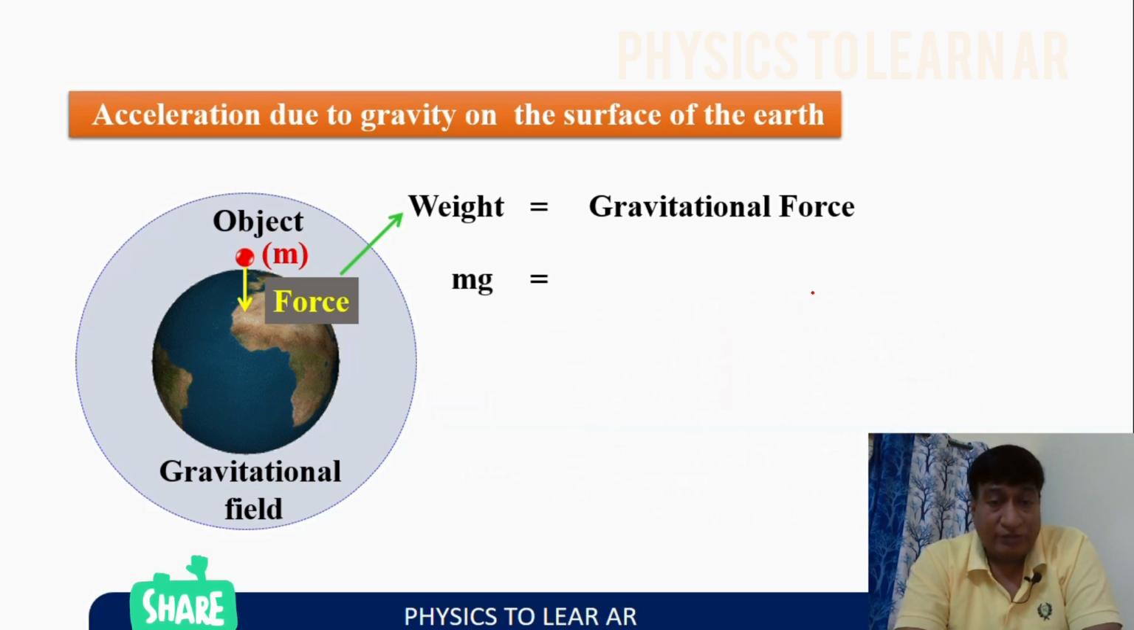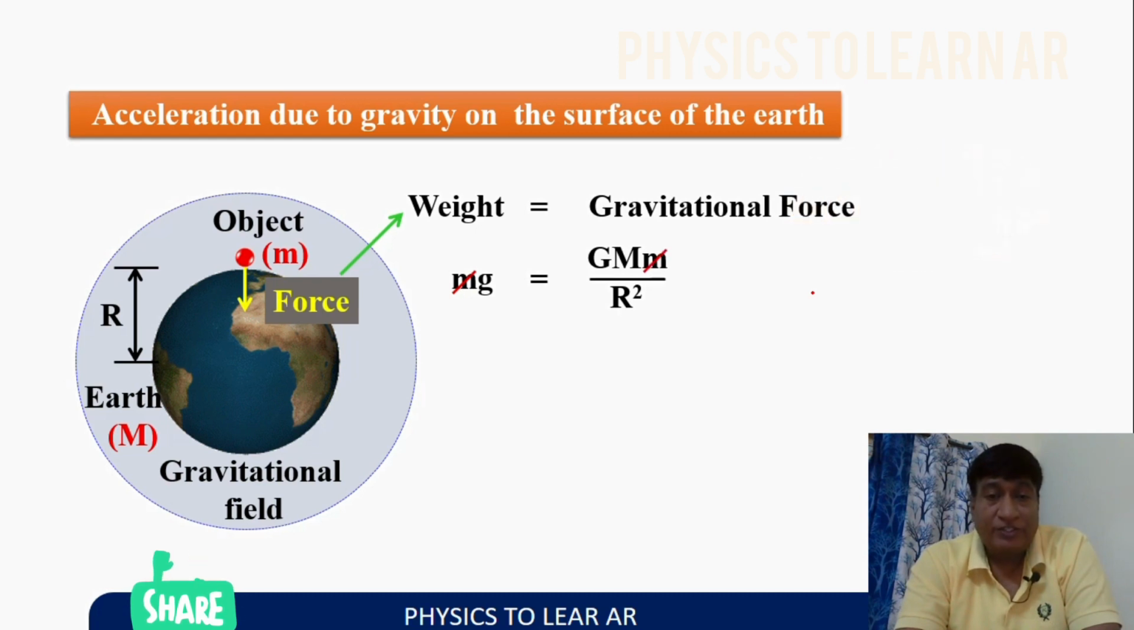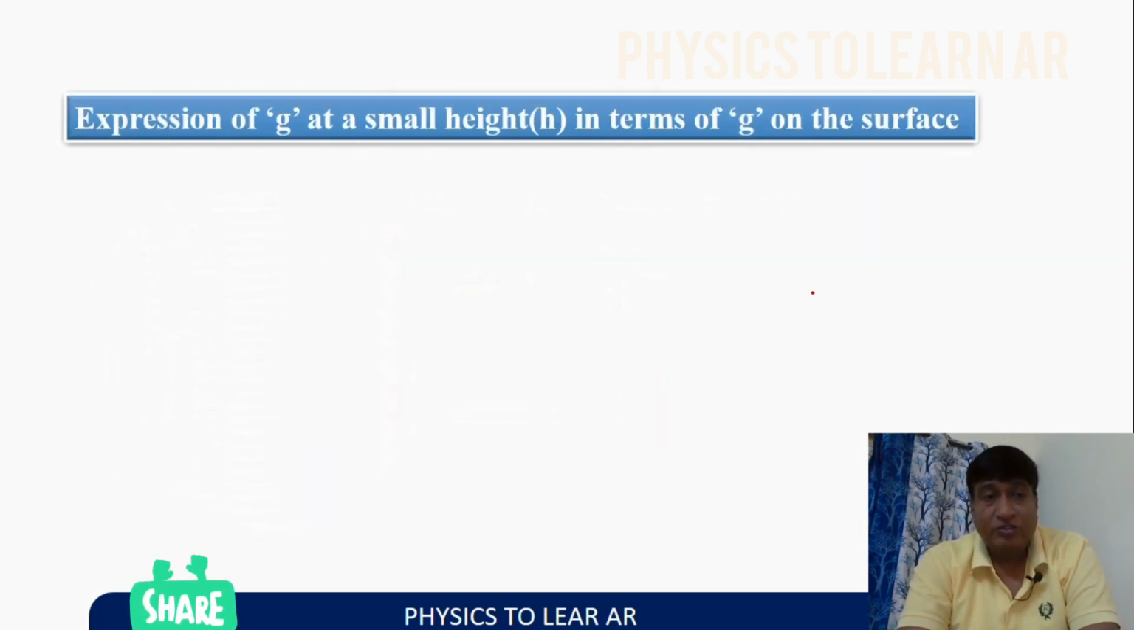By substituting that, we can write G into M into m by r square. So on the surface of the earth, it has already been proved that small g is equal to G M by r square. So now I know g on the surface of the earth, and I know g at a certain height. Between these, the relation, the expression for g at a small height h in terms of g on the surface of the earth, can be obtained.